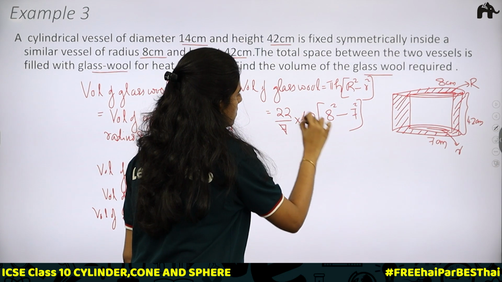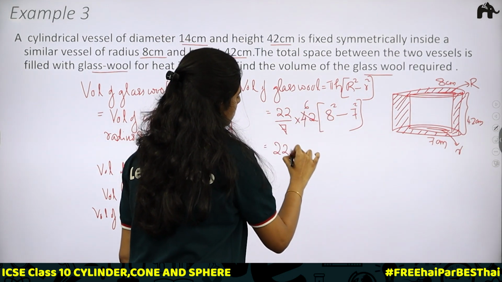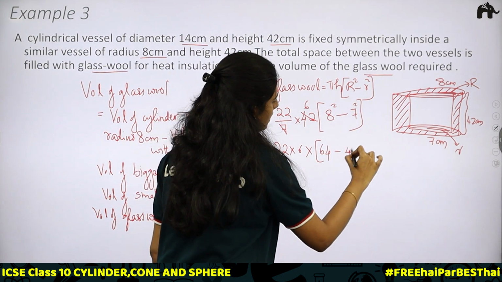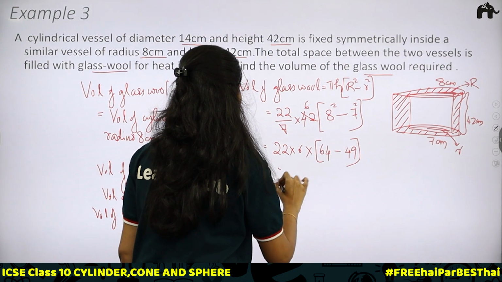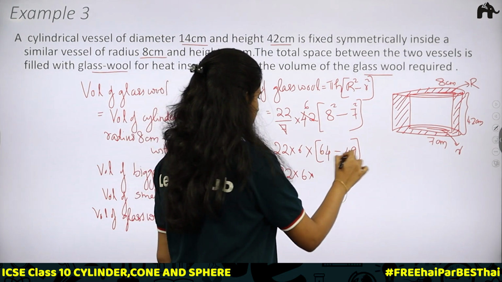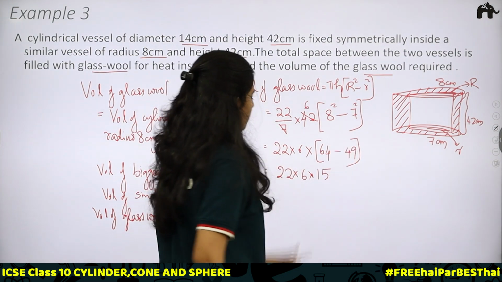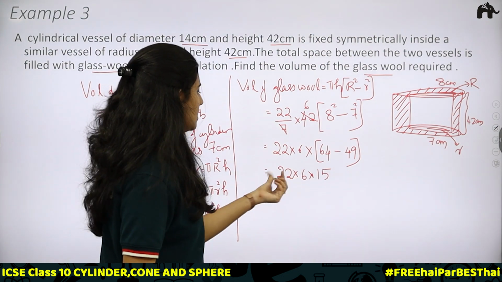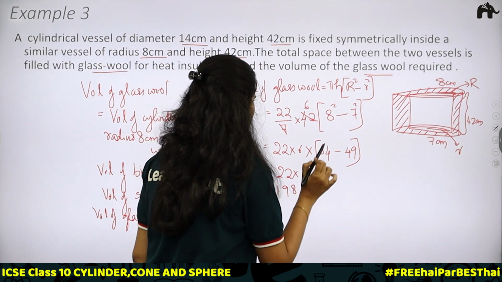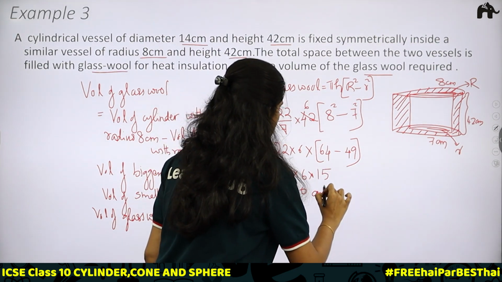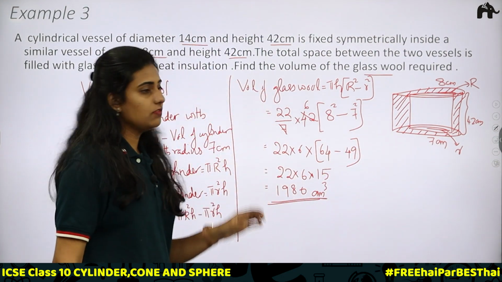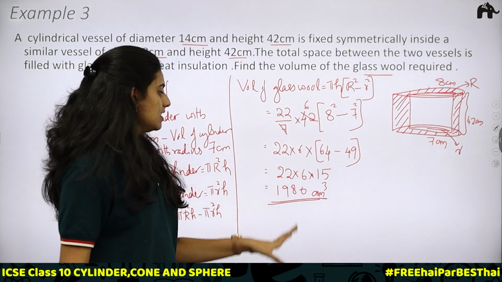Here 7 into 6 is 42. 22 into 6 into 64 minus 7 square is 49. That is 22 into 6 into 64 minus 49 will be getting 15. Okay, 15 into 6 is 90. 90 into 22 you will be getting 1980 centimeter cube. So this is the final answer. The volume of glass wool that is required for insulation will be equal to 1980 centimeter cube.